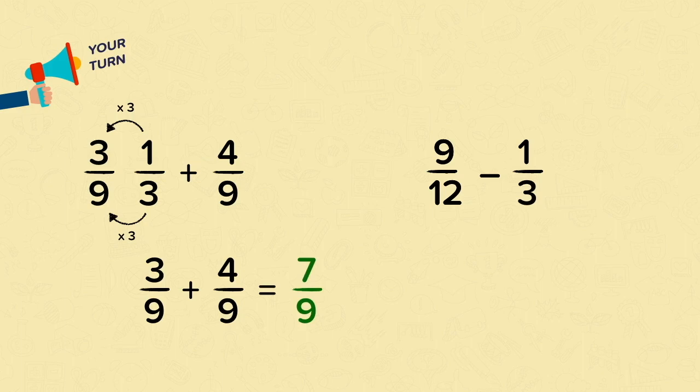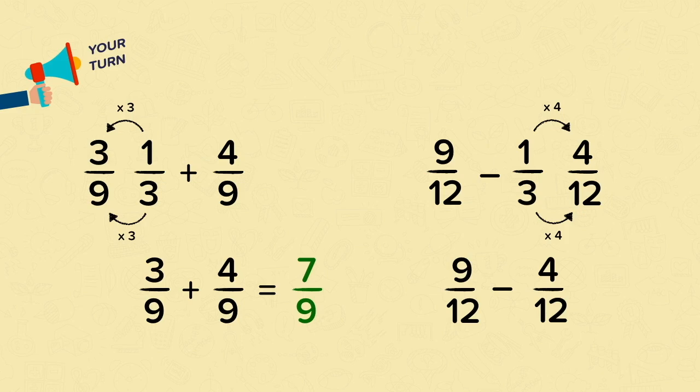For the second question, once again you needed to convert one of the fractions to make the denominators the same. You should have converted 1/3 into 12ths by multiplying the denominator of 3 by 4 to get 12, and then multiplying the numerator of 1 by 4 to get 4. This gives an equivalent fraction of 1/3 to 4/12.